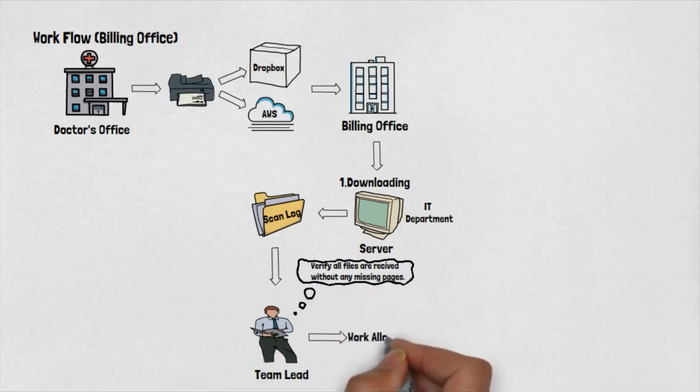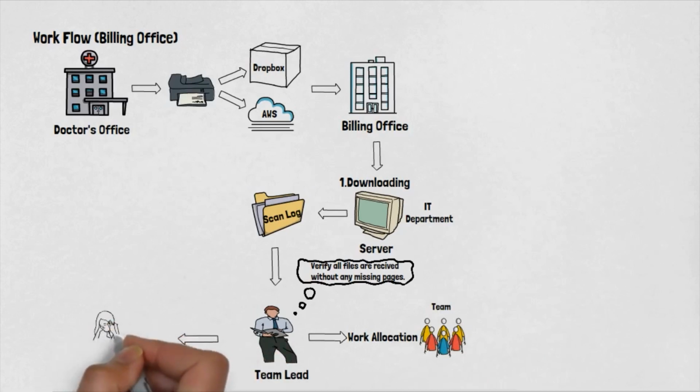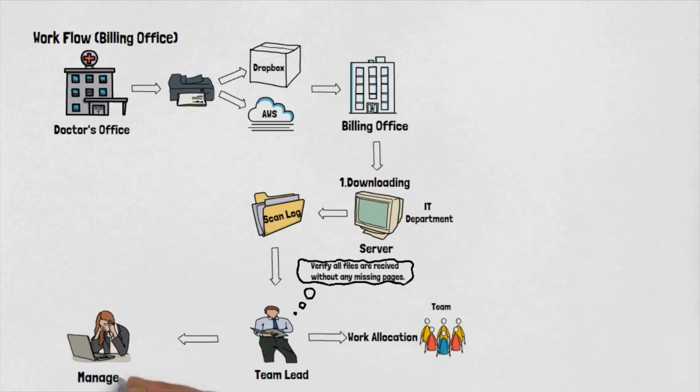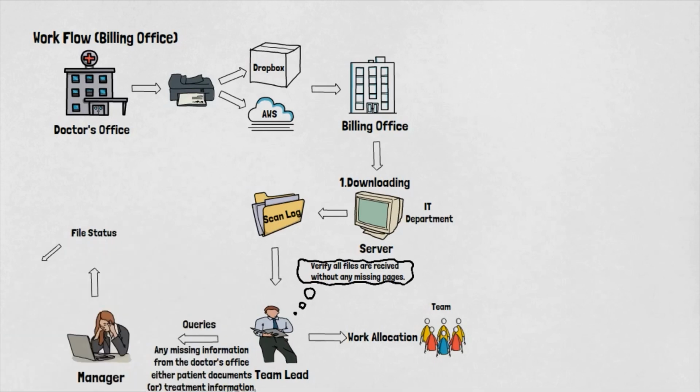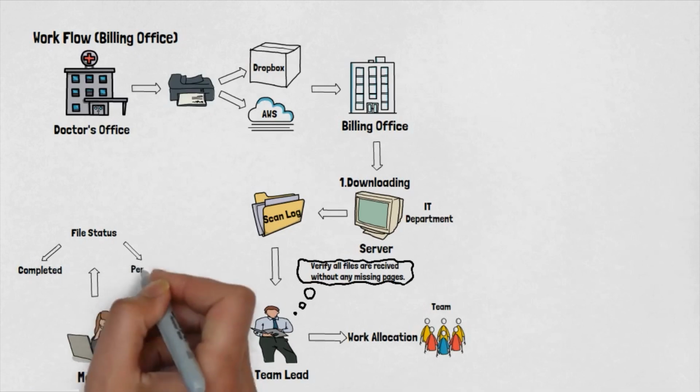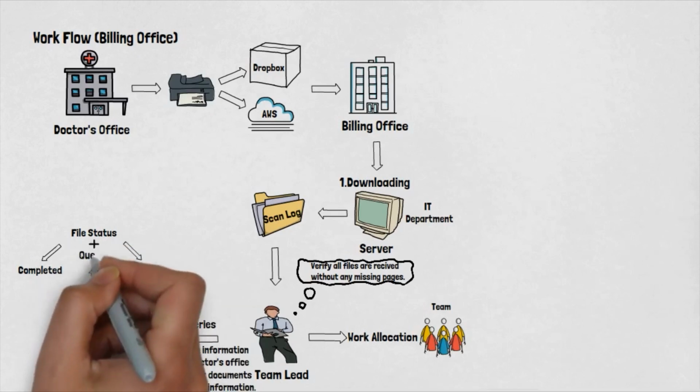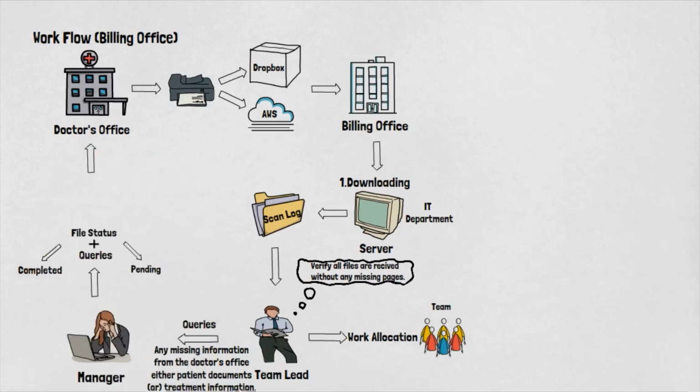Once that is done, the team lead is going to allocate the work to his team. And at the end of the day, the team lead has to update the manager about the work status and queries. Queries are any missing information from the doctor's office, either patient documents or treatment information. The manager will then update the doctor's office about the file status, how many files have been completed and how many are still pending, along with the queries through email.